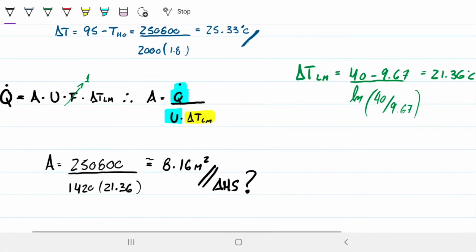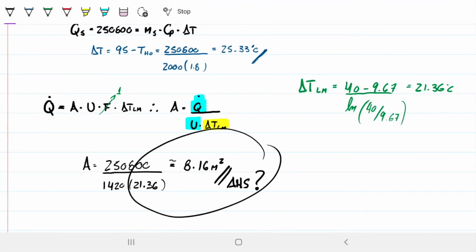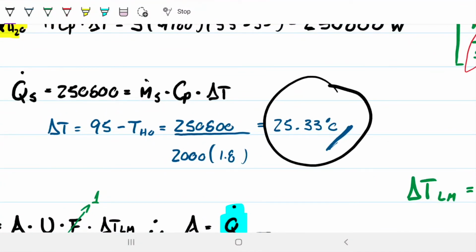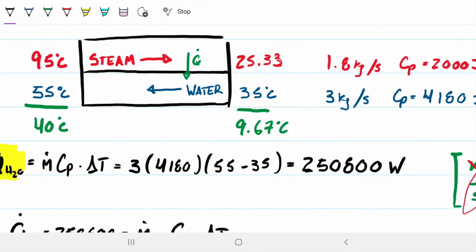Well, this is what a lot of people did. This was their final answer. Why is that incorrect? Well, you could have noticed when we found this number here, that it was incorrect, or when we're doing the differences here, right? Because this would be 95 minus 55, which is 40, but this would be 25.33 minus 35, which would be negative 9.67, and that might strike you as odd.